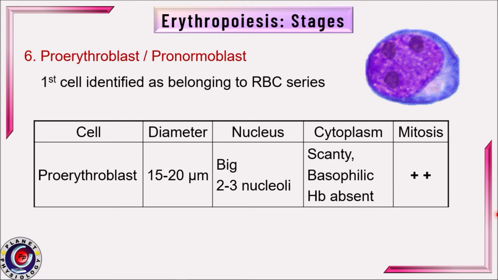As I told earlier, this is the first cell that can be recognized as belonging to the RBC series. Its diameter ranges between 15 to 20 microns. It has a very big nucleus occupying almost 90% of the cell, and this nucleus contains 2 to 3 nucleoli, indicating that it undergoes active division. So mitosis will be shown. Cytoplasm is very scanty and basophilic in nature, and hemoglobin is absent in this stage.